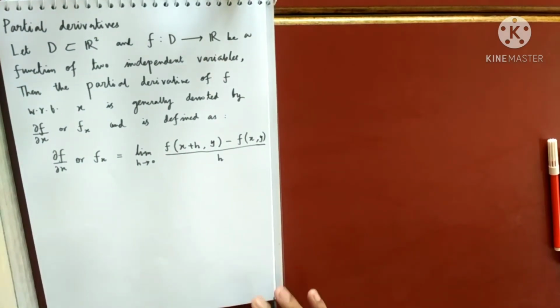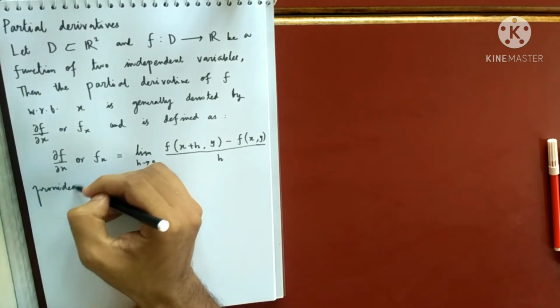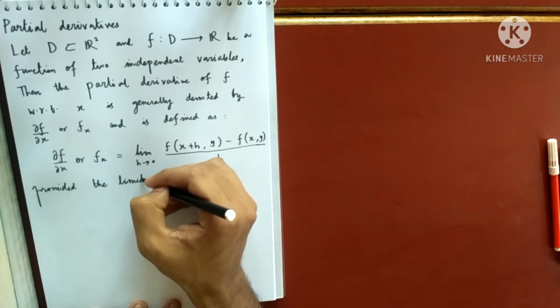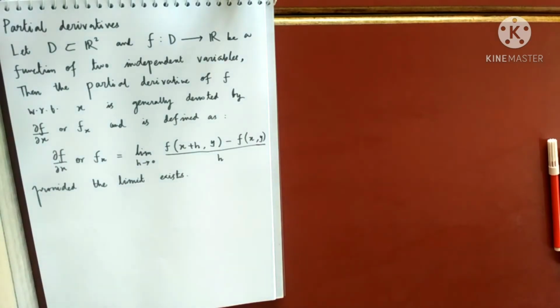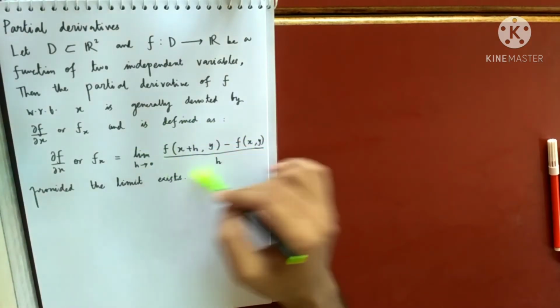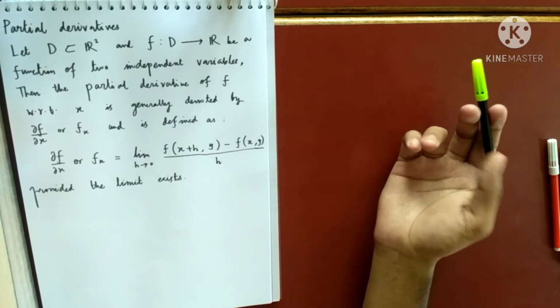So this is the definition of this partial derivative, provided the limit exists. If the limit does not exist, then I will say that the partial derivative does not exist with respect to x. So what is the actual meaning? You fix some particular value of y, and you are differentiating with respect to x. So this is the definition that we have learned in differentiation. Did you understand the definition of partial derivative with respect to x?